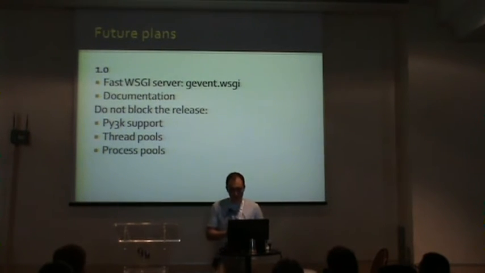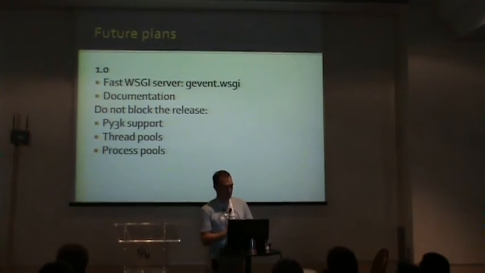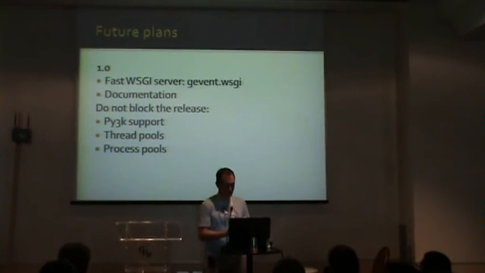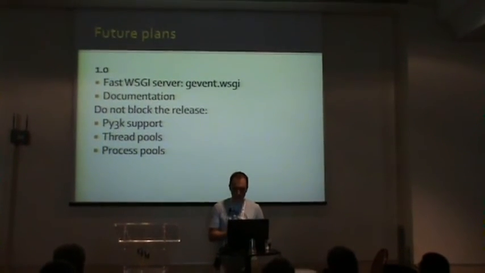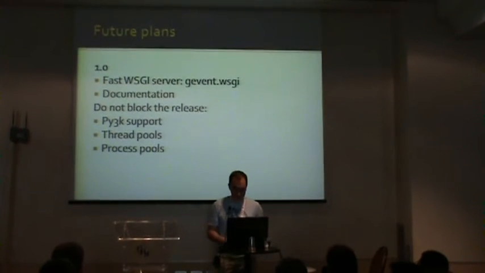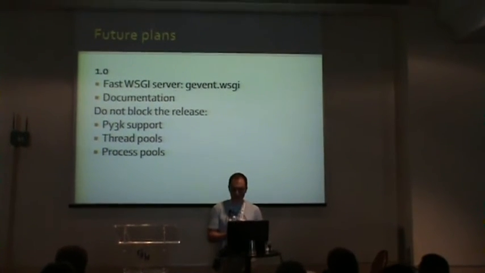So the plan for 1.0 is to provide this fast WSGI server, which is currently missing. Also, documentation is lacking. There are a few more features that I think would be nice to have, but they don't necessarily block the release.